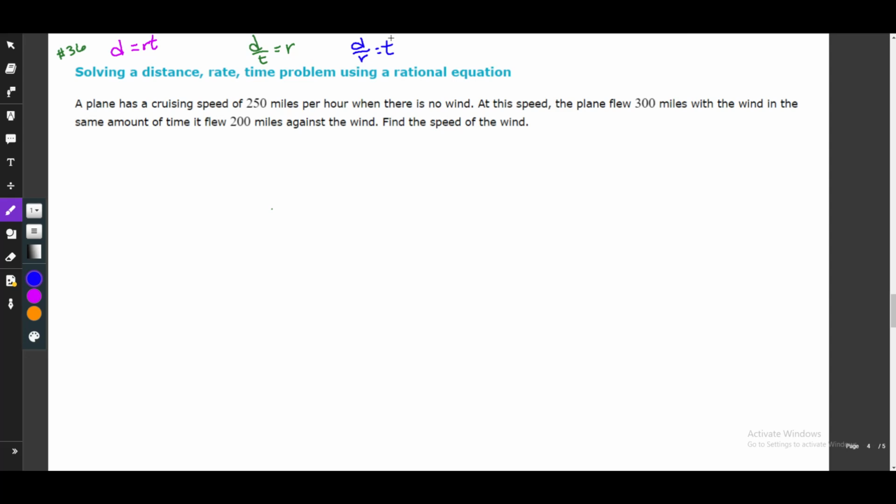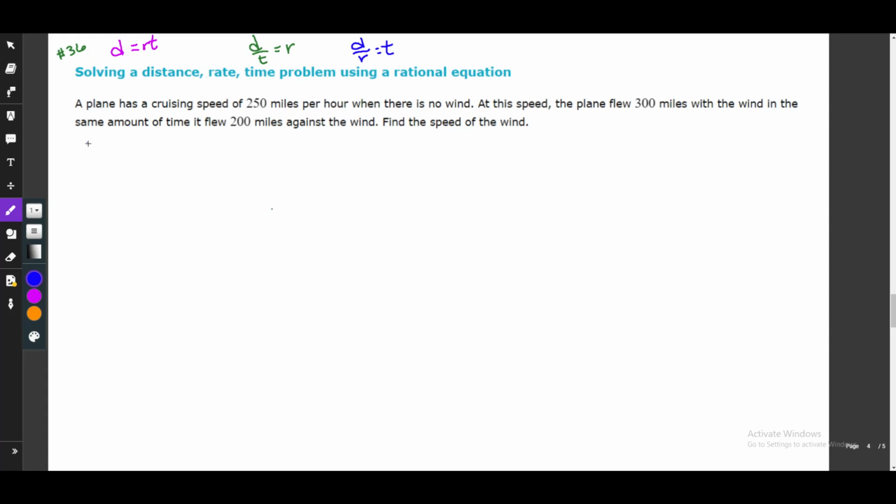Now, when we're doing these problems, generally the form we want to use is whatever they're saying is at the same time or at the same distance, whatever is the same in both problems. So we have a plane has a cruising speed of 250 miles per hour when there's no wind. So we've got wind and we've got a plane, we've got the speed. At this speed, the plane flew 300 miles with no wind. In the same amount of time, it flew 200 miles against the wind. Find the speed of the wind.